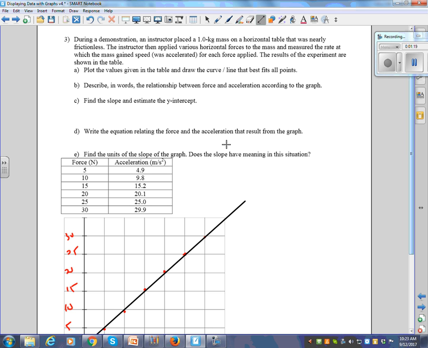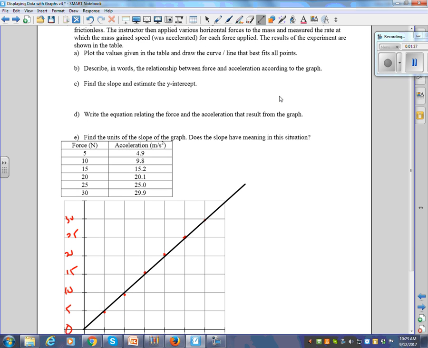So we did that. Describe in words the relationship. In other words, what kind is it? Is it linear, quadratic, or inverse? Linear, how do we know? It's a straight line. Right? It's a linear relationship. As one goes up, the other goes up the same amount. Find the slope and estimate the y-intercept.